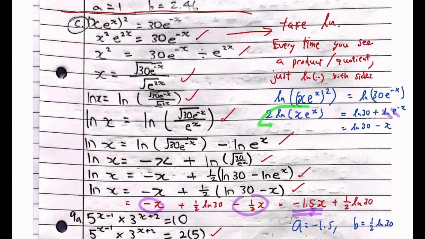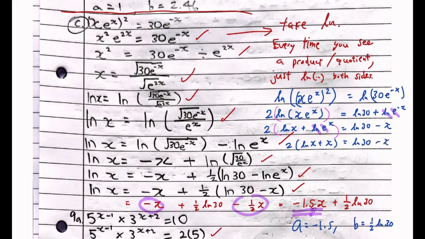But the left hand side, you have a product x times e power x. So it's just 2, there's an invisible pair of brackets here, ln x plus ln e power x. If you're even faster, you can also see ln and e cancel off. Straight away, simplify it down to 2 bracket ln x plus x equals ln 30 minus x.